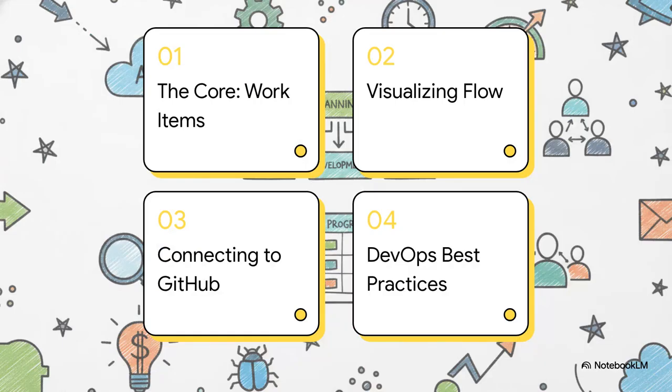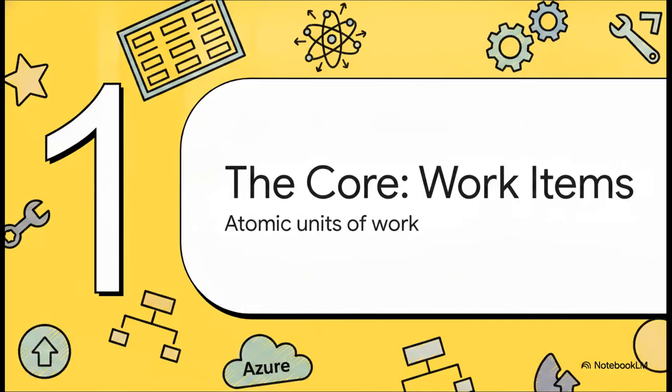Here's our roadmap for today. First, we'll look at the core, work items. Second, visualizing that flow with Kanban boards. Third, connecting code via GitHub. And finally, automating DevOps best practices. All right, let's jump right into Section 1, the core, work items.